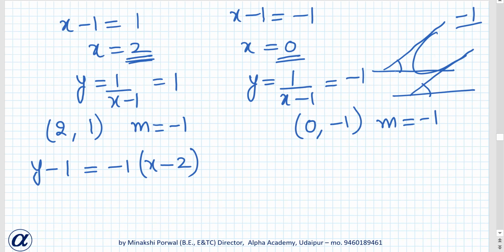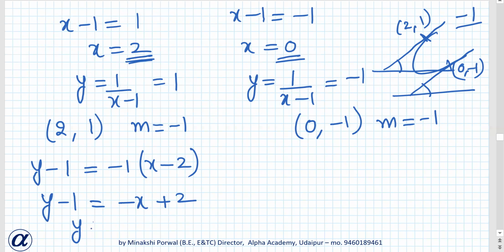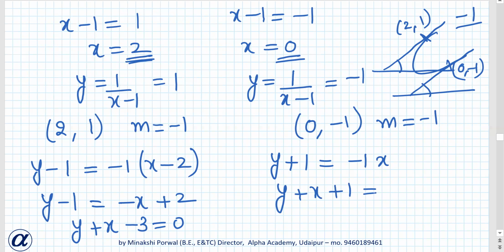So one point is (2, 1) and the other point is (0, -1). We have to find the equation of both the lines, both the tangents. So y minus 1 equals -x plus 2, or x plus y minus 3 equals 0. Similarly, y minus y1 equals m into x minus x1, so x plus y plus 1 equals 0. These are the two answers.